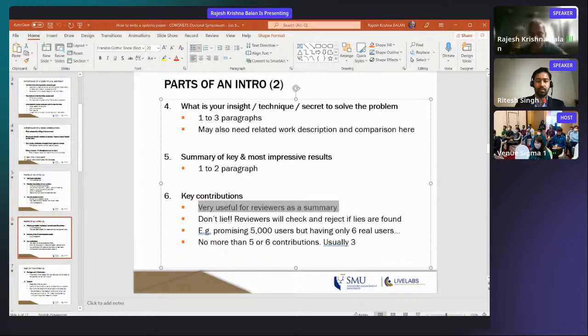As in, they'll actually look at this and go, this is good, oh, I don't believe this. And if your contributions don't actually match the rest of your paper, you'll get rejected.